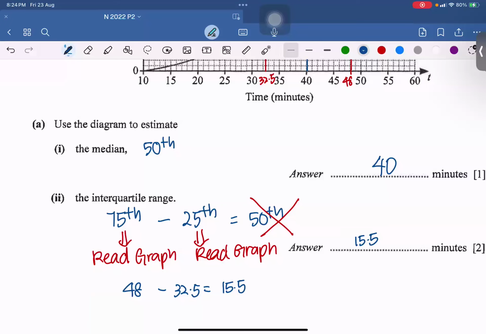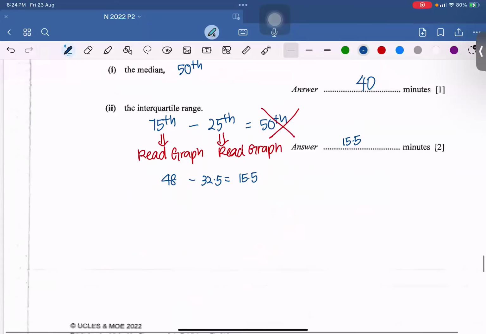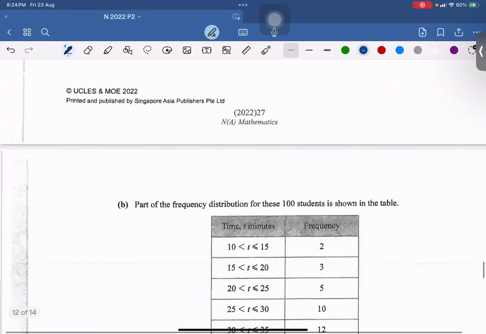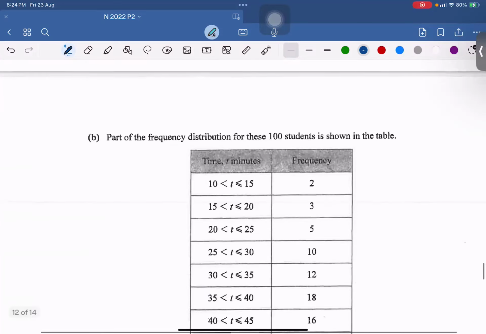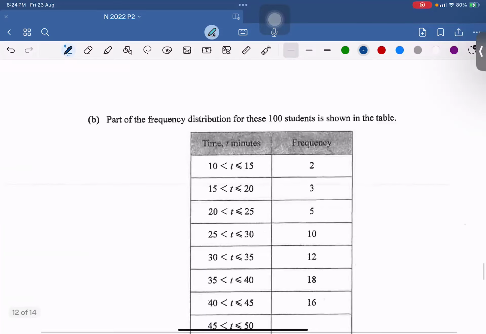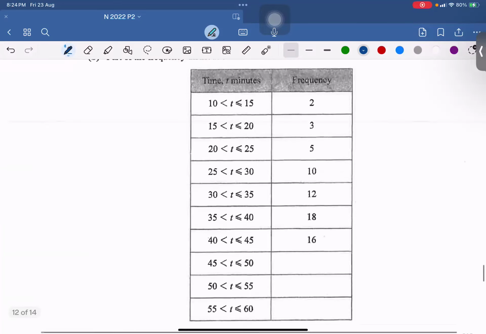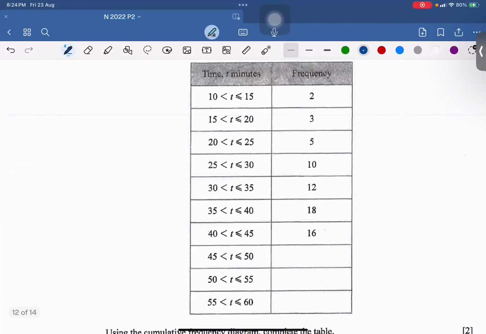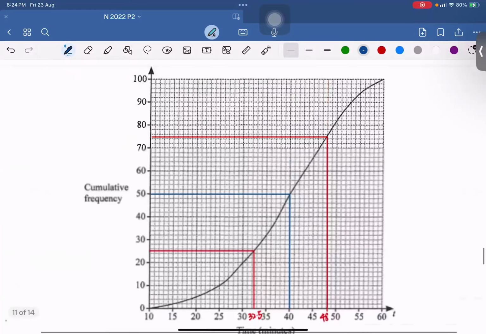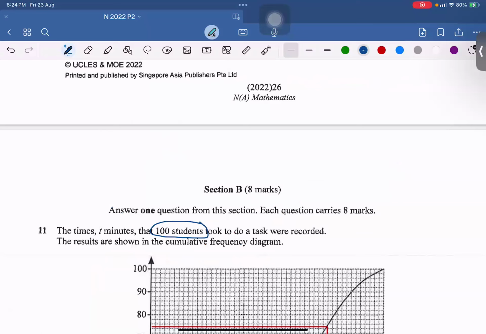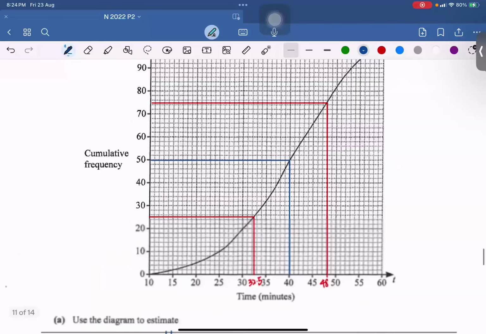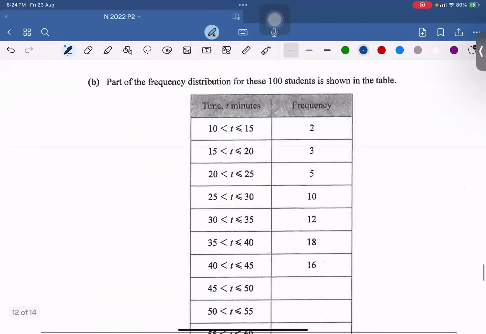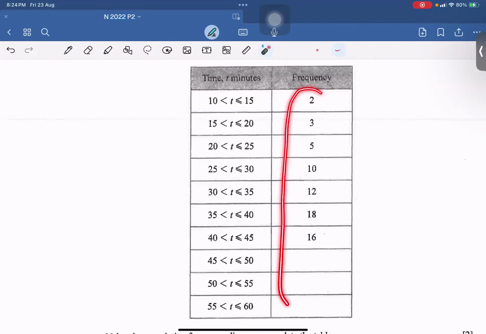Okay. Next part, this is the part. A part of the frequency distribution for these 100 students is shown. Okay, they asked me to fill up this part of the table. Now, first thing that I need to know, the total number of students was 100. No matter what I do, inside my table, all my frequency over here must add up to a total of 100. That's my total frequency.